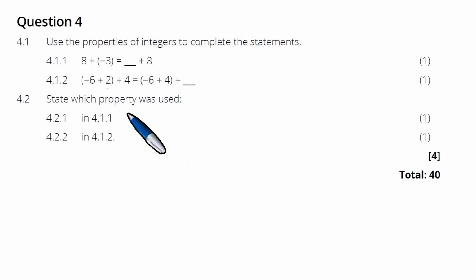Use properties of integers to complete the statements. The 8 here, 8 plus minus 3 is equal to what? So if we say 8 plus minus 3, what can we put in the place of the blank here, so that when we add to 8, these two are equal to each other?